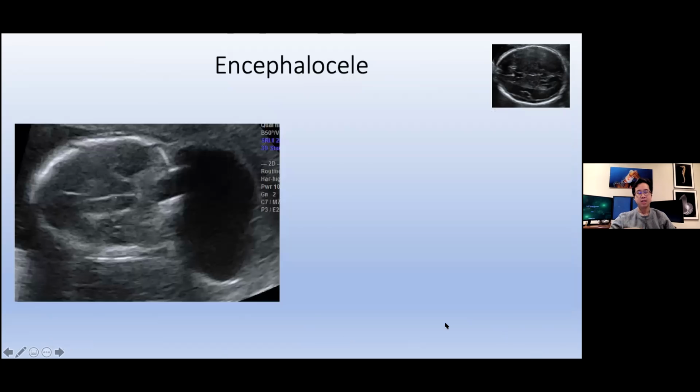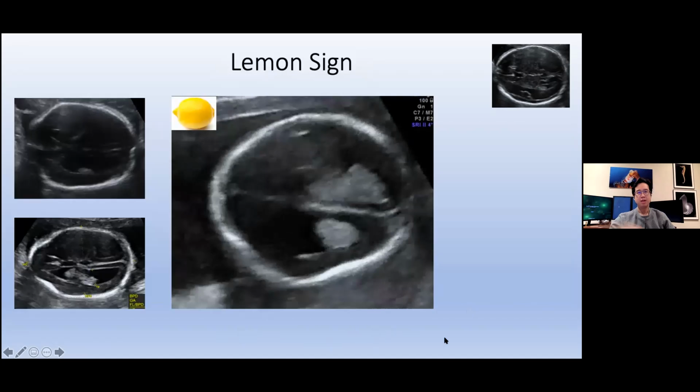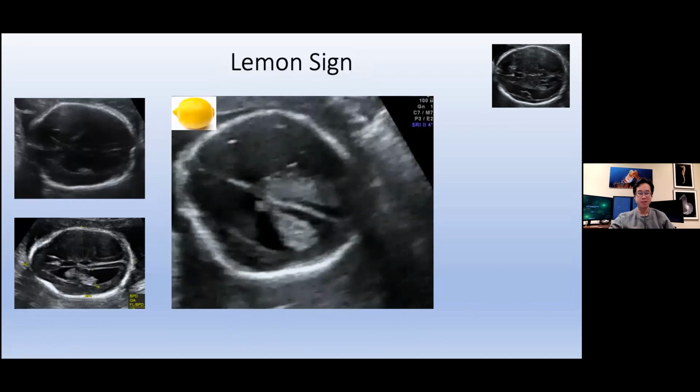So the next thing is the encephalocele, right? So you see this big cystic structure extending posterior to the skull in the posterior fossa, okay? You will often see this defect, or you can see this appearance. Here's the thalamus and the cerebellum completely herniated out posteriorly, an abnormal skull shape there, so an encephalocele.